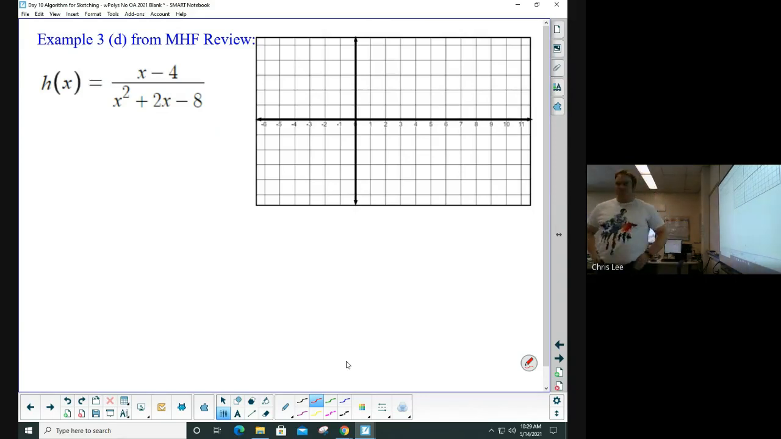All right. So if you haven't started on a new page, start on a new page, because one page might not be enough for this. Okay. Again, I've chosen to redo a question from our review. This is 3D.